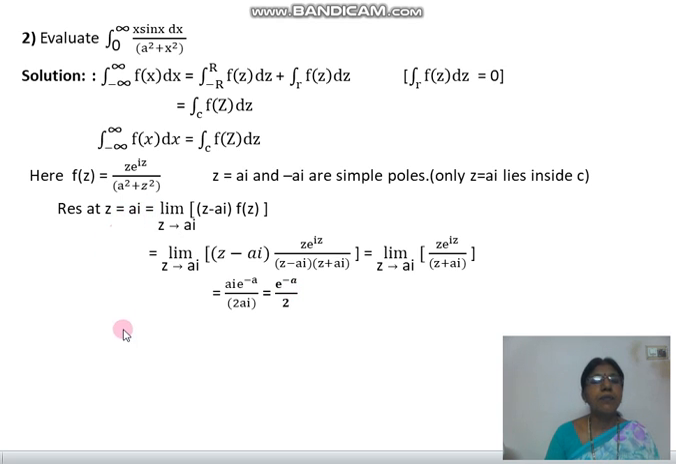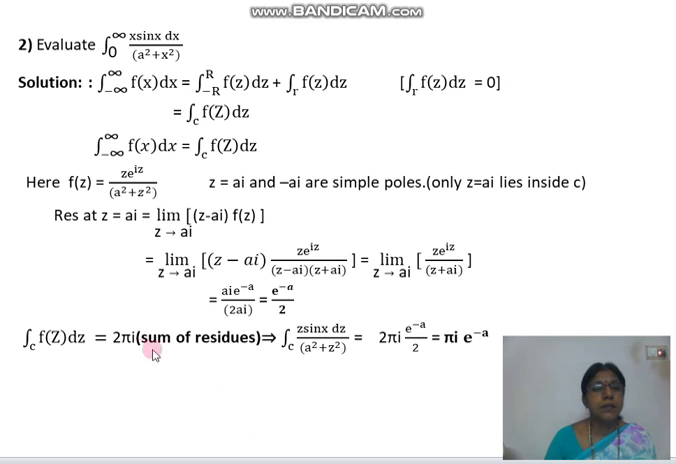Now from the Cauchy residue theorem, the integral over C of f of z dz is equal to 2 pi i into the sum of residues. F of z is this, so the integral of z e power iz by a square plus z square dz is equal to 2 pi i into e power minus a by 2. The 2 cancels, and we get pi i e power minus a.